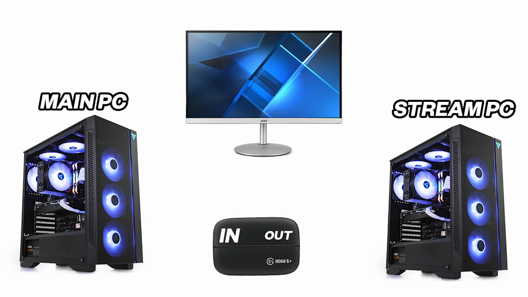Back to dual PC streaming. Exact same deal as the console. Take the HDMI cable from your main PC, or at least the HDMI cable that goes from your main PC into your main screen. Take that HDMI and put it into the in part of your Elgato HD60. Get an HDMI cable and plug it into the out of the HD60 and the other end into your main screen. And then plug the USB into the streaming PC.